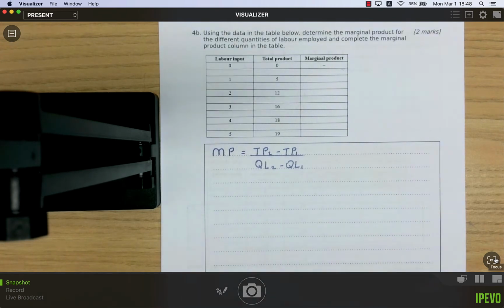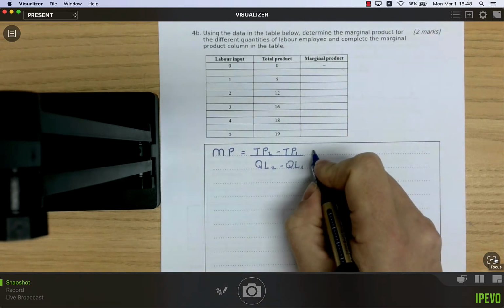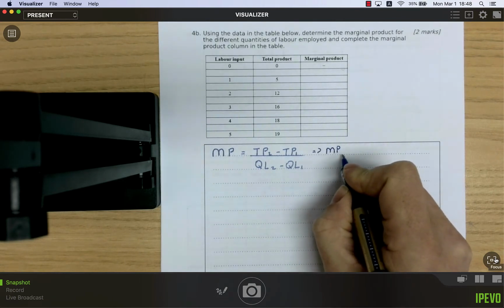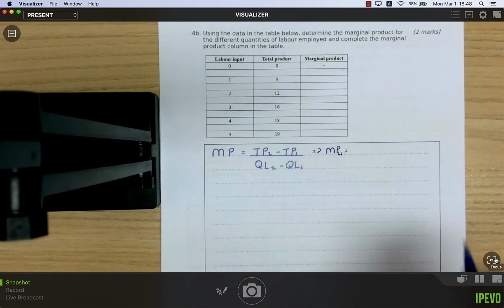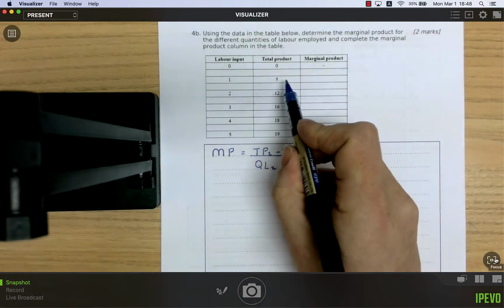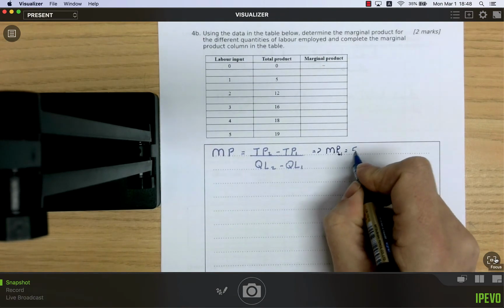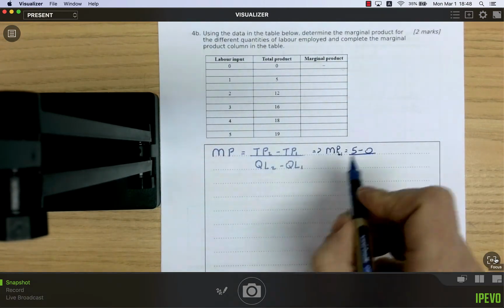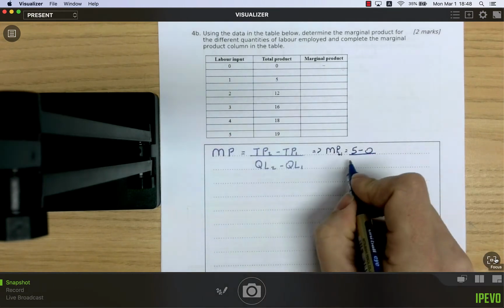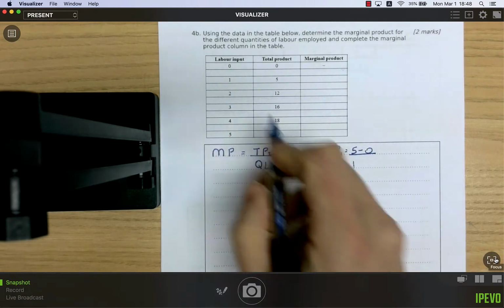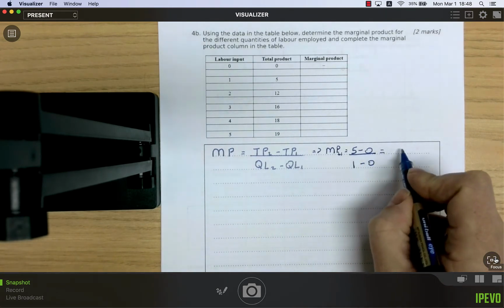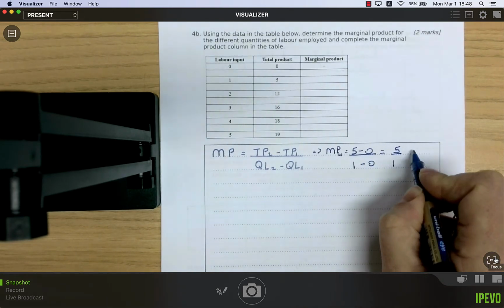Now I'm just going to go MP1, marginal product of labour, MPL1, equals, well, what was total product after we hired the first worker? It was 5. Before we hired the first worker, 0, over how many people did we hire? The second quantity of labour is 1, and the first quantity of labour was 0. So we have 5 over 1, which equals a marginal product of 5.